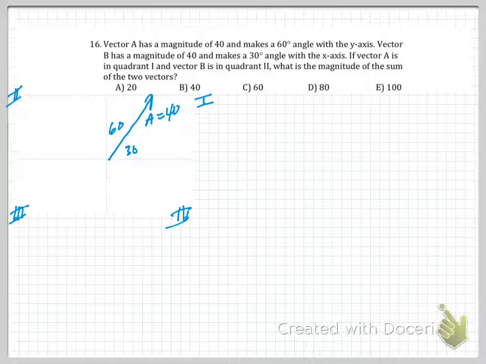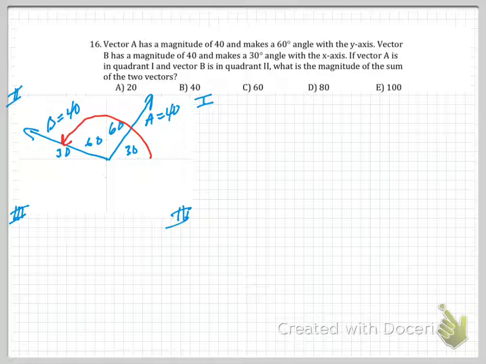Vector B is in quadrant 2, and it's making a 30-degree angle with the x-axis. So this is 30, this is 60, and this is B, and it's equal to 40. All right, so we can see vector B actually makes an angle with the positive x-axis equal to 180 minus 30, which is 150 degrees.